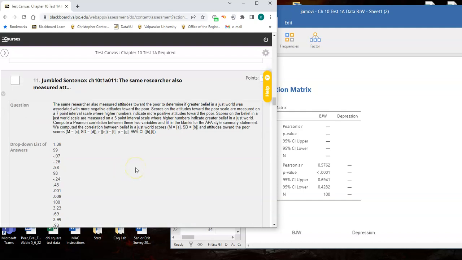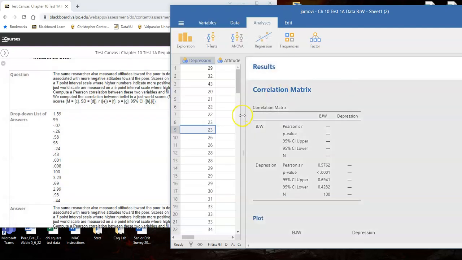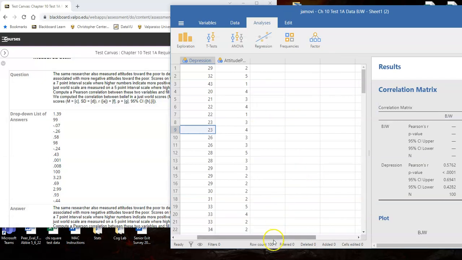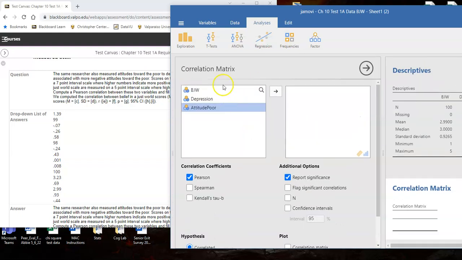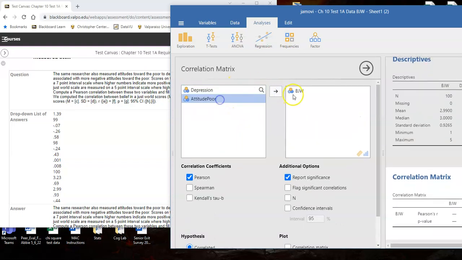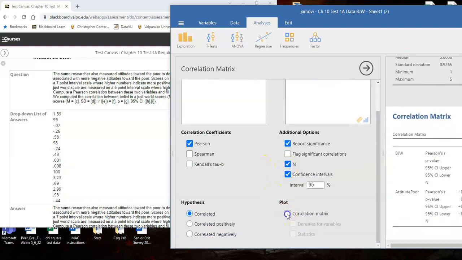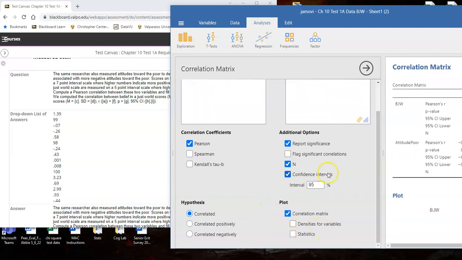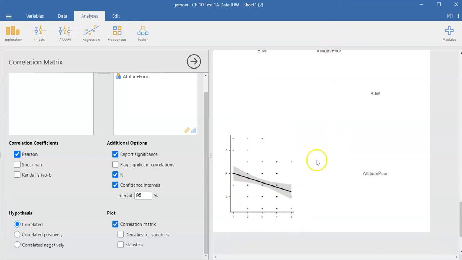The next question asks us to analyze a relationship between two different variables. So we'll need to go back to here. It's talking about belief in a just world and attitudes towards the poor. So we need to run a different correlation. We do correlation matrix again, with belief in a just world and attitude toward the poor. We want to get n, and we want the confidence interval for n. And again, we can get the correlation matrix this way. And again, it doesn't look like there are any nonlinearity problems, so I think we're good.